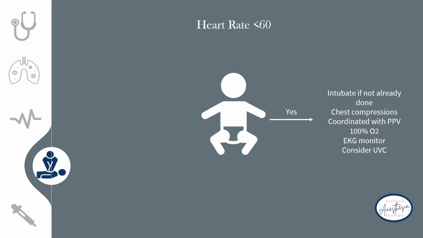If you have to initiate chest compressions, then you need to go ahead and go to 100% FiO2 and forget about the target oxygenation. You want to apply EKG monitors and consider a UVC because you can administer drugs and fluid boluses through that much more easily. If the heart rate is not less than 60, then you can go ahead and go back to the previous point on the algorithm where the heart rate is less than 100 and reevaluate and follow the algorithm again from there.